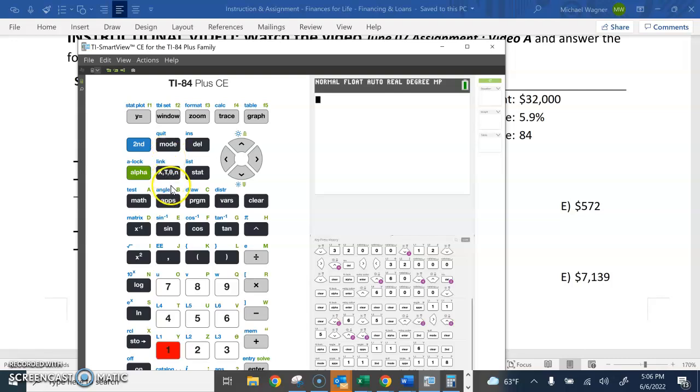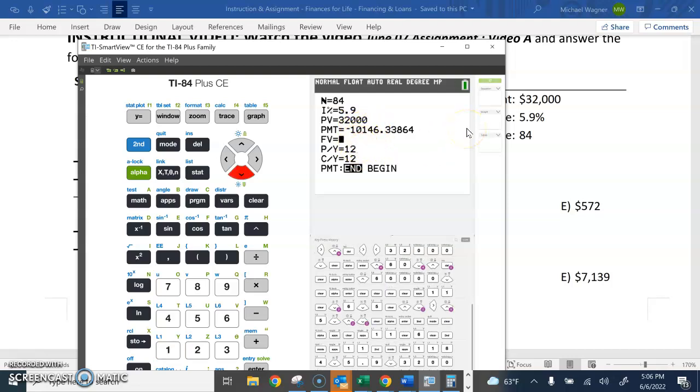Okay, so let's go back to the payment, apps, 1, 1. Okay. Now the payment, you just leave whatever's in there for right now and use your arrow keys to go down to make sure both of those are 12. This is the payments per year and the compounding per year. We're going to leave those as monthly amounts, or 12. Okay, so those should both be 12.